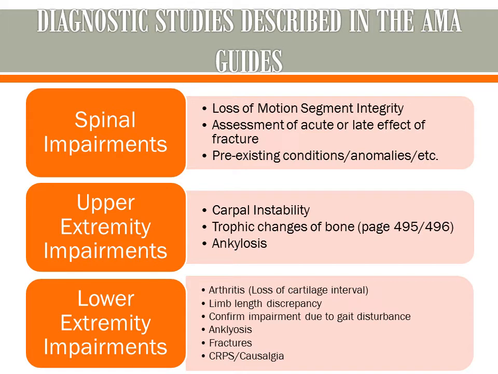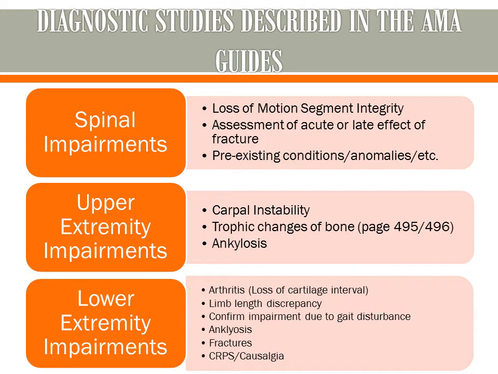We also use X-ray for an evaluation of limb length discrepancy. We use X-rays to confirm impairments due to gait disturbance. This is an interesting point because some of the gait disturbance impairments described in Chapter 17 require an objective finding that can only be found on the X-ray.